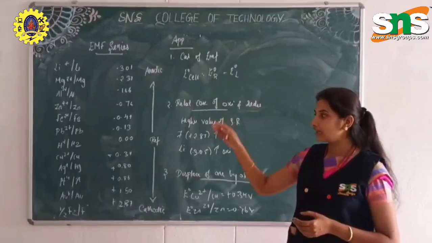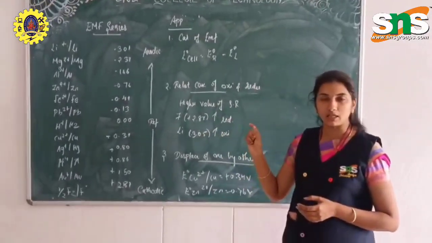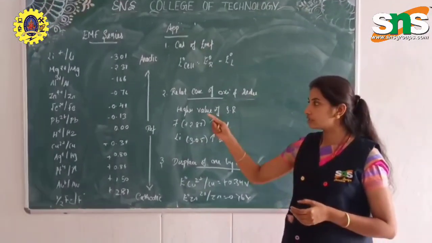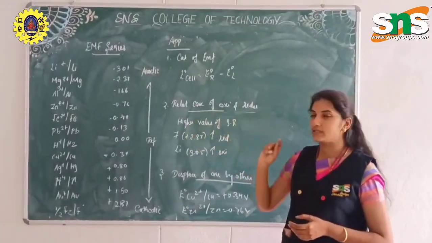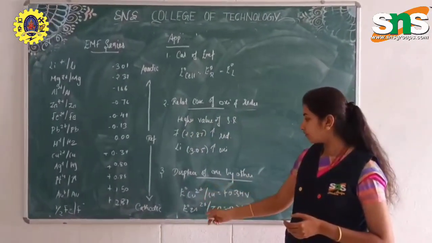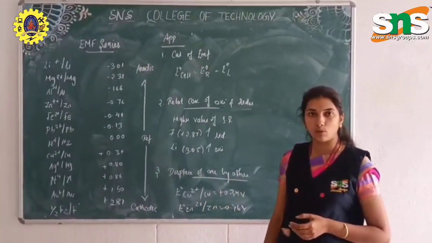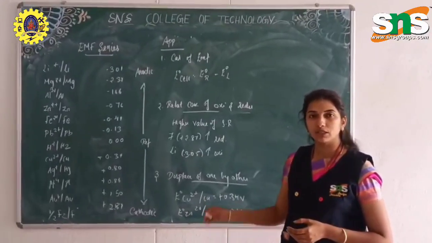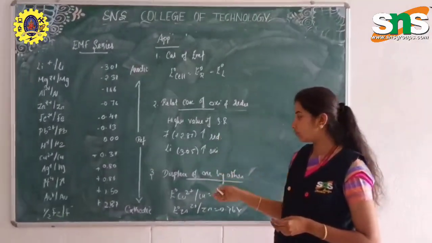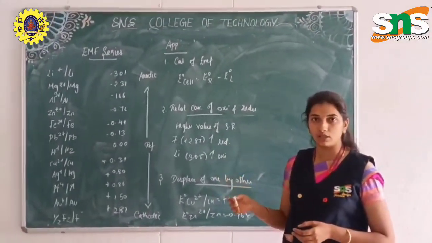A correct example of displacement is between zinc and copper. Zinc has a greater tendency, with minus 0.76 volts, and copper has plus 0.34 volts. So this shows how electrons can be displaced from one element to the other. Thank you.